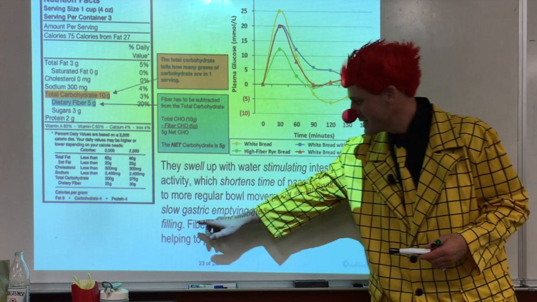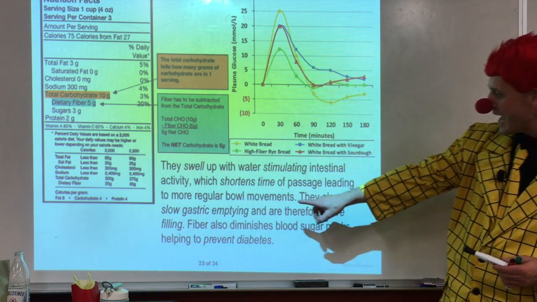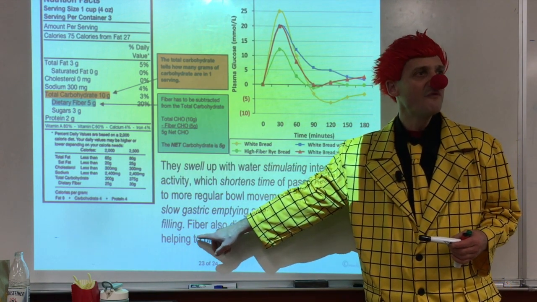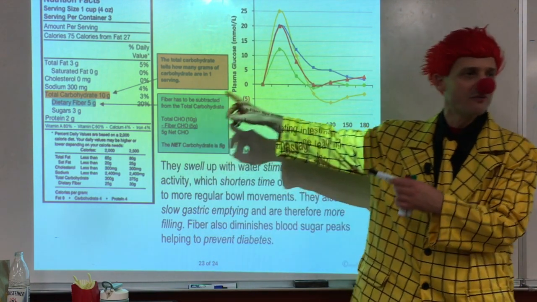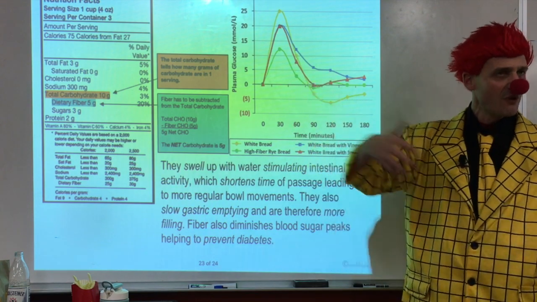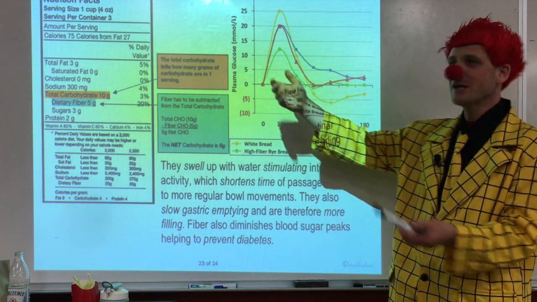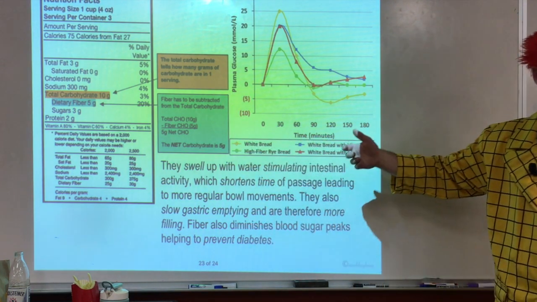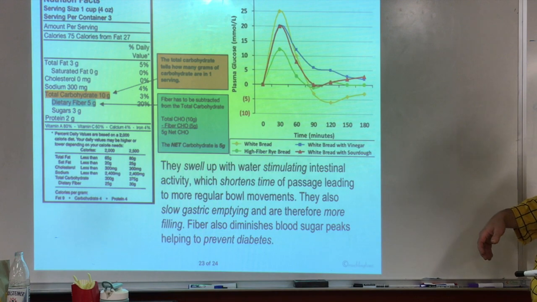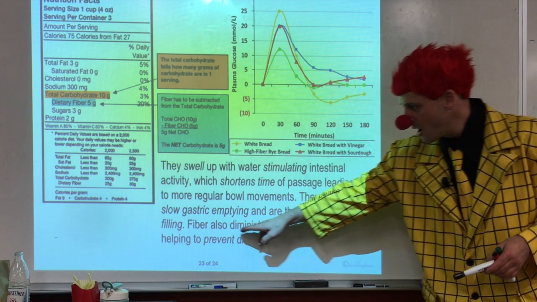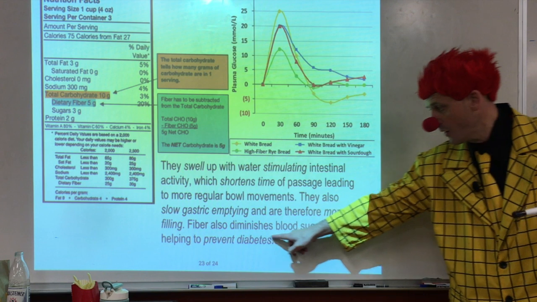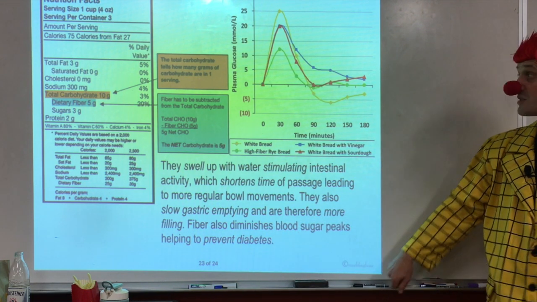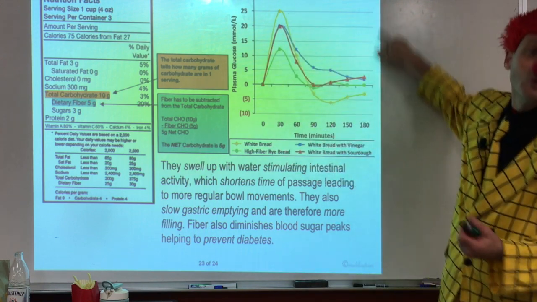But another thing that's interesting, it slows gastric emptying and therefore is more filling. So the more fiber we eat, the more filling we feel. It is easier to eat all those strawberries that were up here, feel full, visualizing that, than visualizing eating those two Oreo cookies. You're not full after those, but you have more calories after those. Right? And whatever has fiber in it also diminishes blood sugar peaks, and that helps prevent diabetes. That's back to this sugar spike thing that was there before.